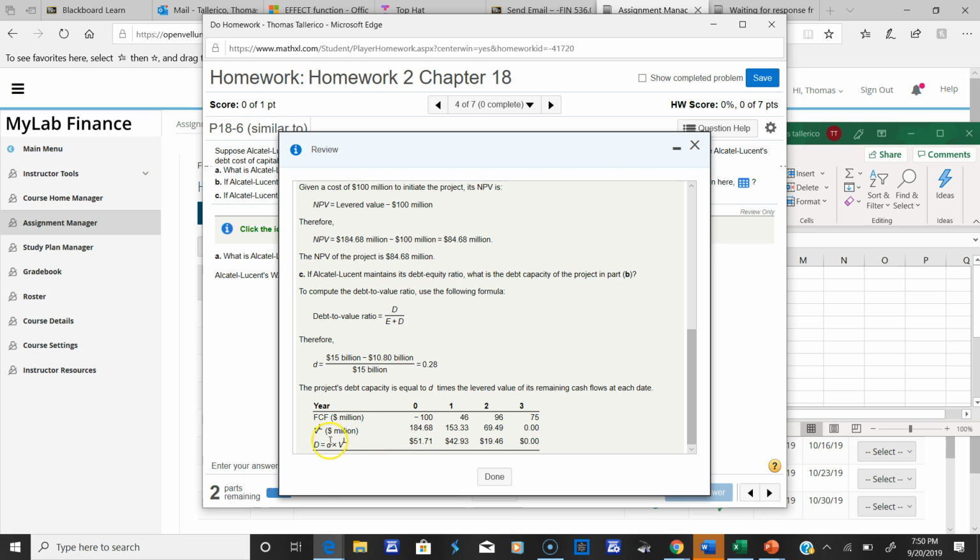To get the debt capacity, it's D that I calculated here times the levered value, which is all here. So I take 0.28, multiply that by that, and get this. 0.28 times that, and get this. And 0.28 times that, and we get this. Okay, that's it. So that's all you had to do was discount this, this and this back to here, and then discount this back to here. Okay, and that was it.